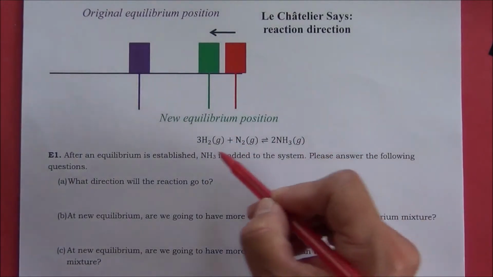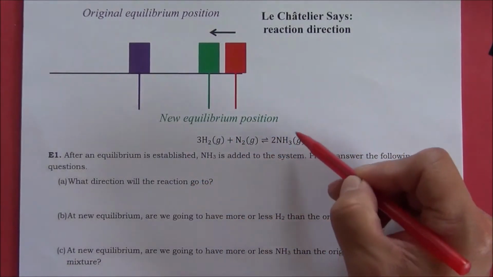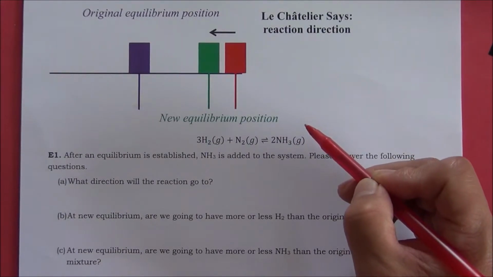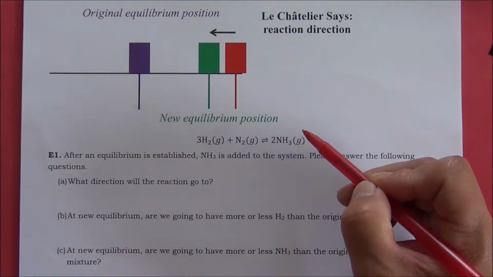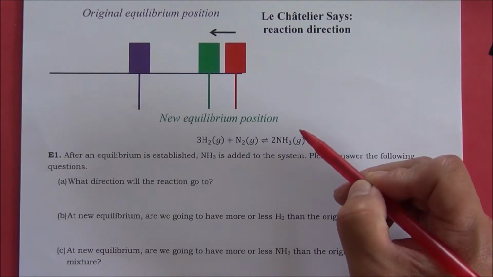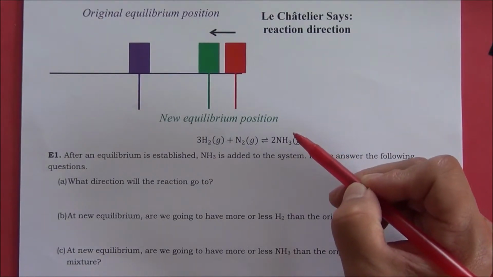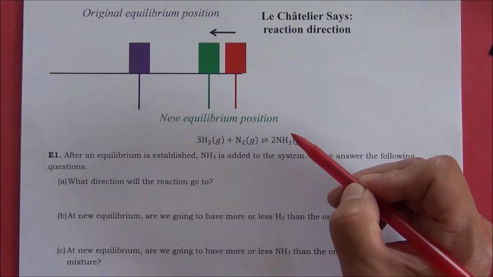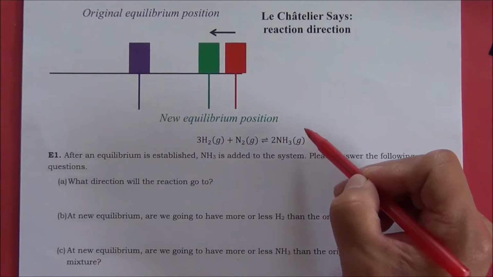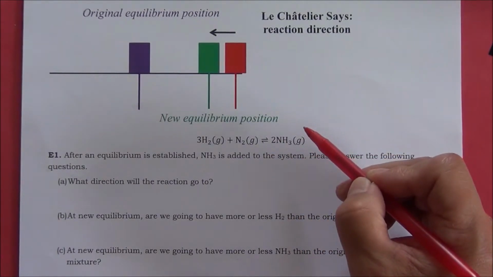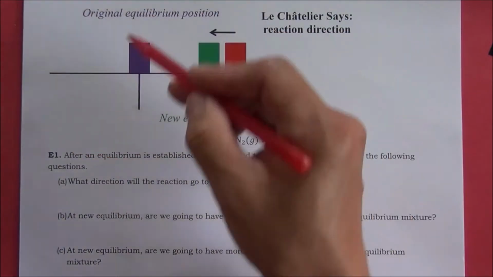When the reaction goes to the left, the ammonia concentration should decrease. However, since we added ammonia at the beginning, we should have more ammonia in the new equilibrium mixture. In other words, although this principle predicts the chemical reaction will try to minimize the change, it doesn't cancel the change. Even though the reaction goes to the left, because we added ammonia at the beginning, we should have more ammonia in the new equilibrium mixture, as this picture shows.